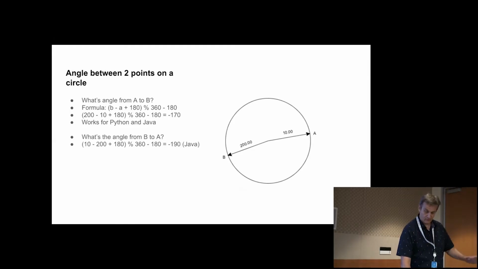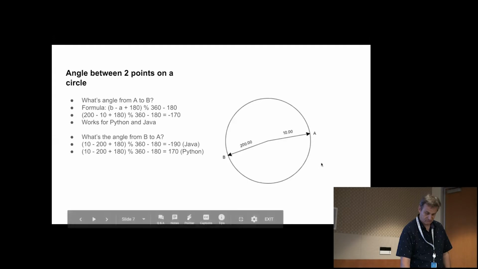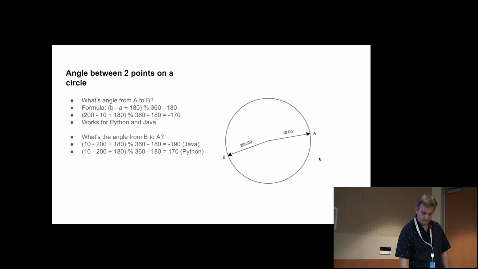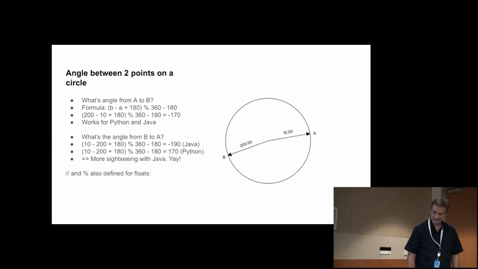So what do we do when we want to go from B to A? We apply the same formula. And we get minus 190 degrees, so we go clockwise from B to A. So this route here, 190 degrees. In Python, we take the shortcut. And of course, the long cut is much better, especially if you're on a carousel. You get more sightseeing. So Java is much better. We all agree about that.